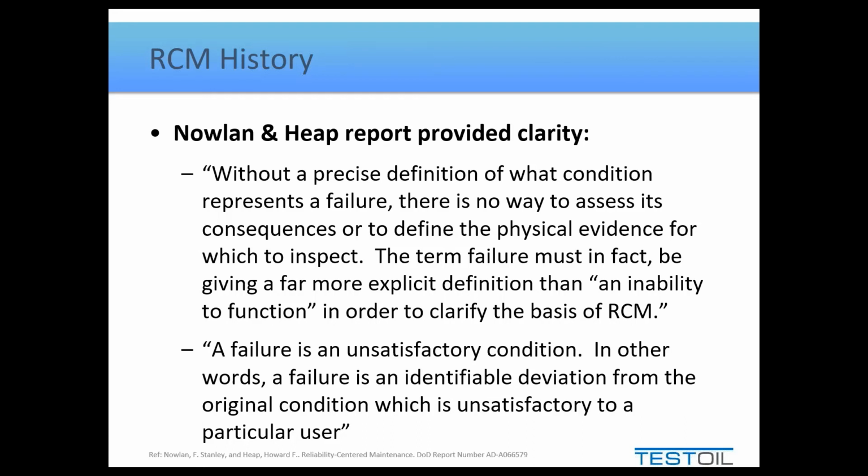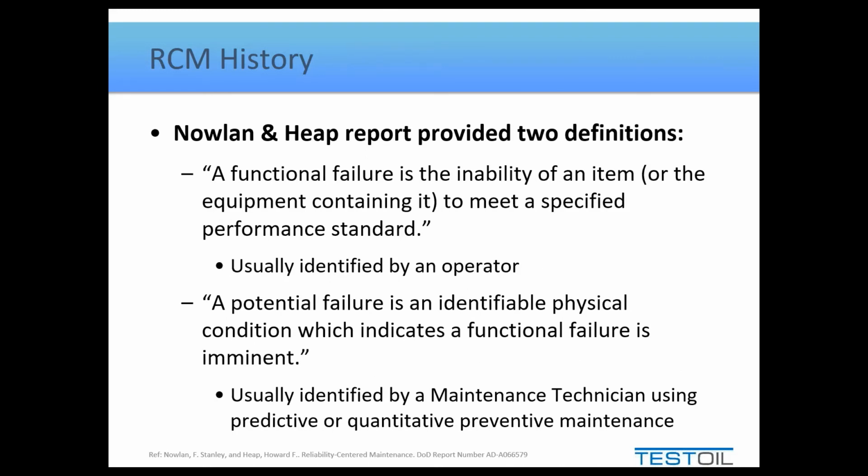It doesn't last as long as you want it to, doesn't have as high output as you want it to, doesn't have the efficiency you want it to. Whatever it is, it's not functioning the way you desire. So with this, they suggested two different definitions for the term failure. A functional failure is when it stops working. That's the classic definition of a failure, and it is usually identified by the person operating it. They go, hey, it's not working the way it should.